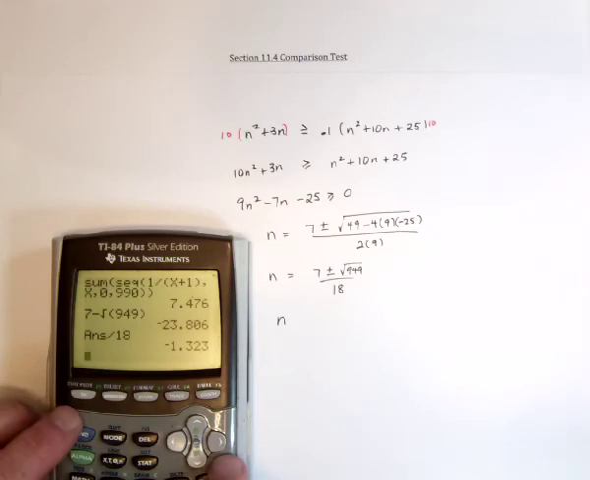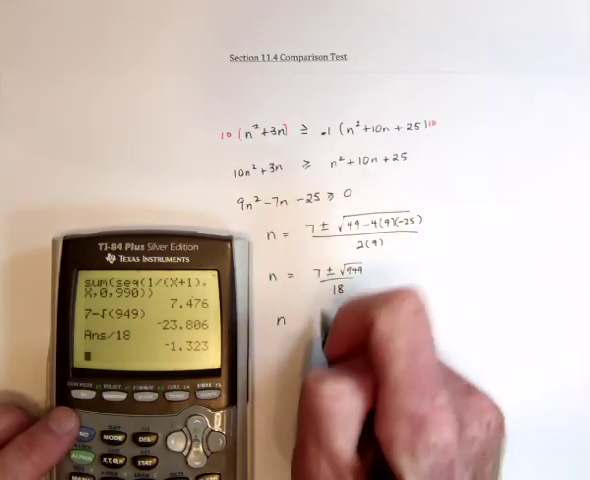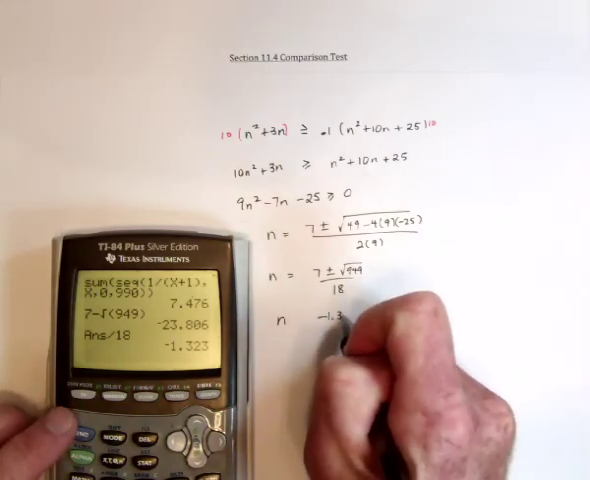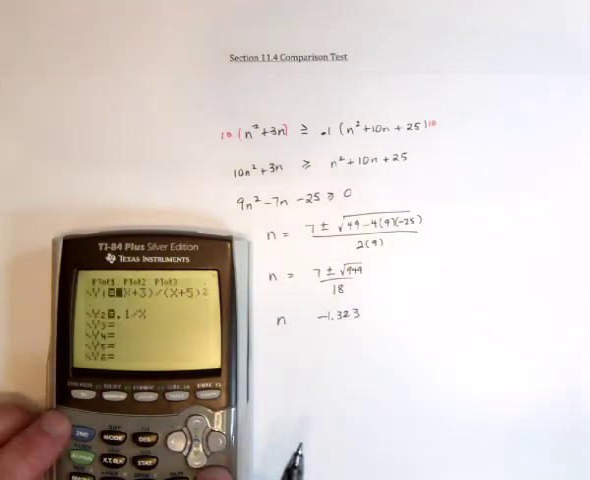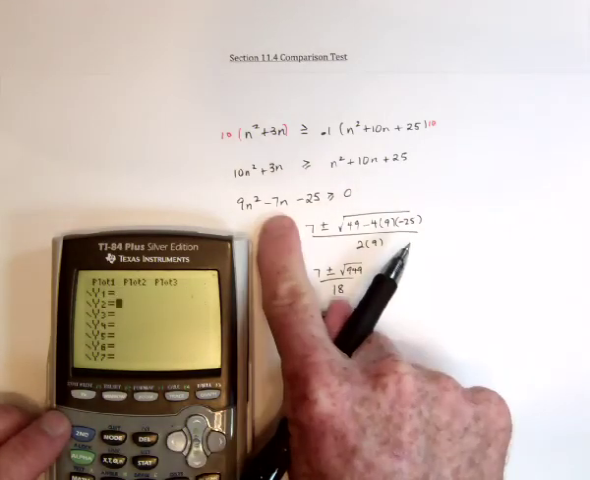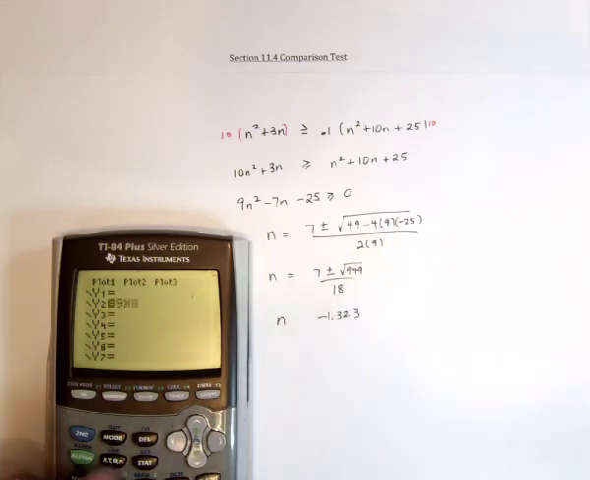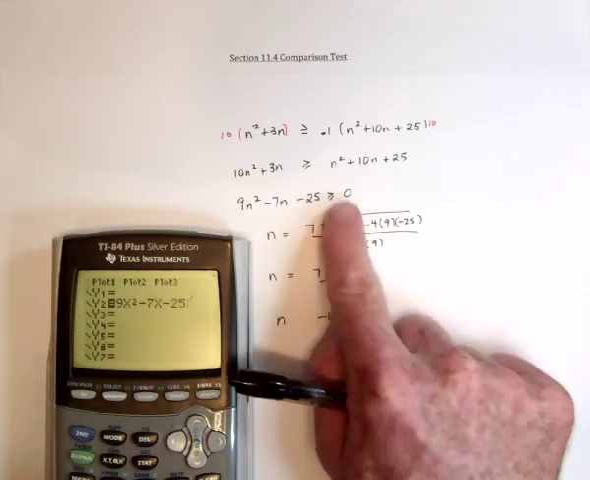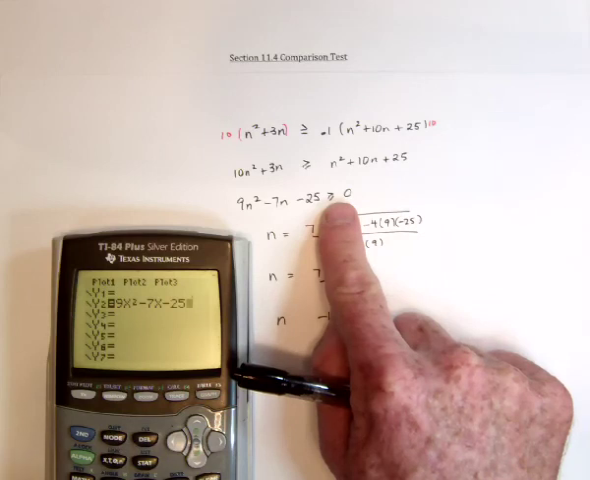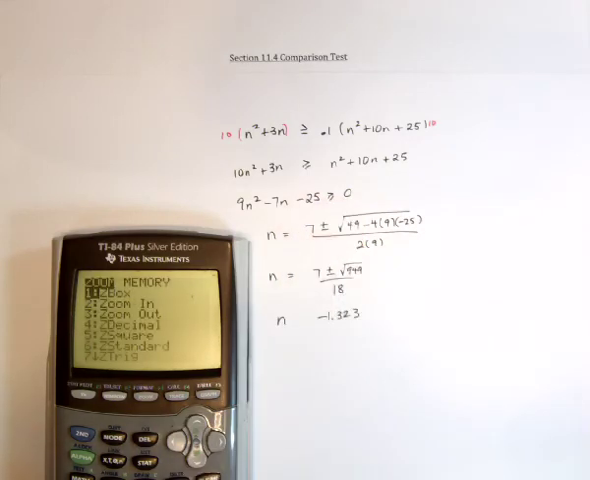another thing I could do is graph this, and I could have done this instead of the quadratic formula, but you could say 9x squared minus 7x minus 25, is that bigger than or equal to 0 ever? So then take a look at the graph, and that is a parabola. Is it ever bigger than or equal to 0? So the answer is yes.